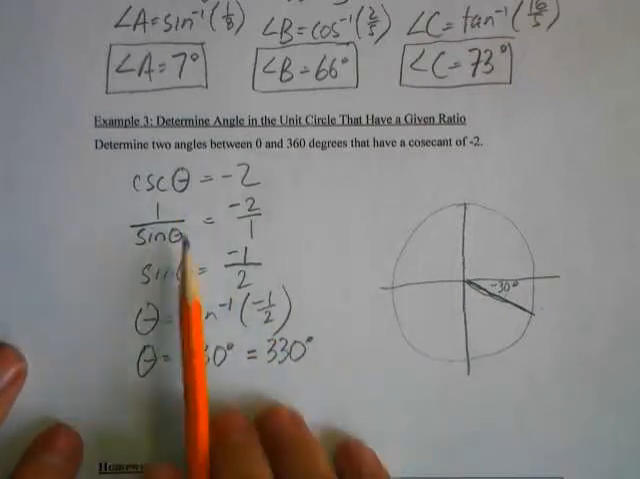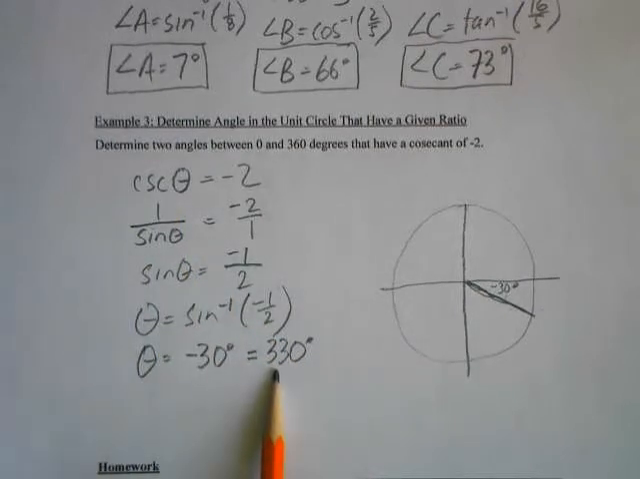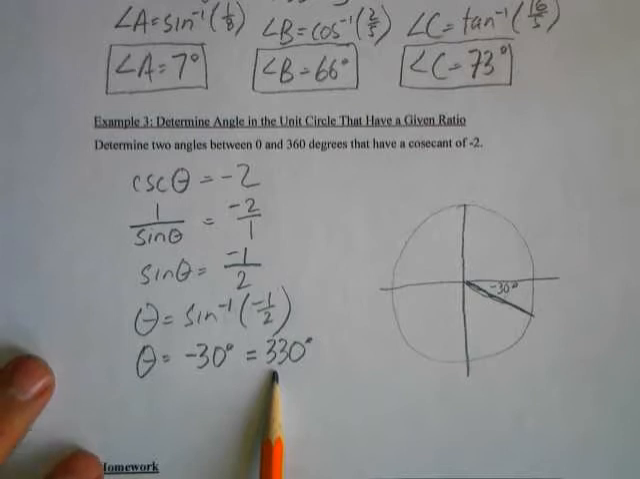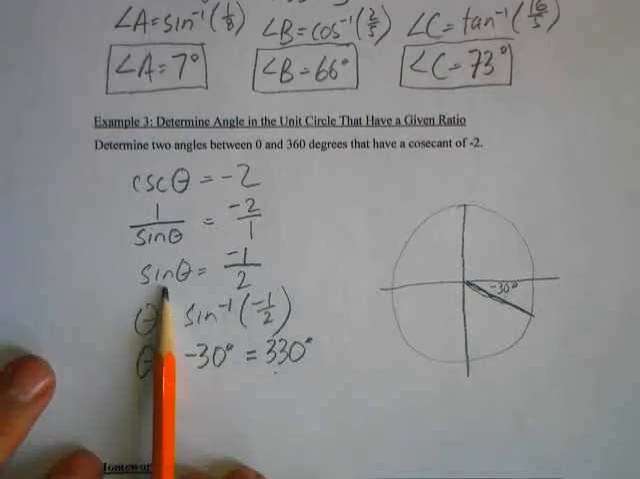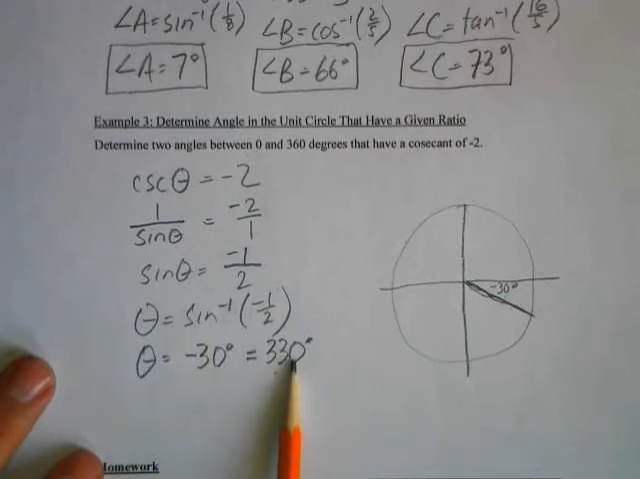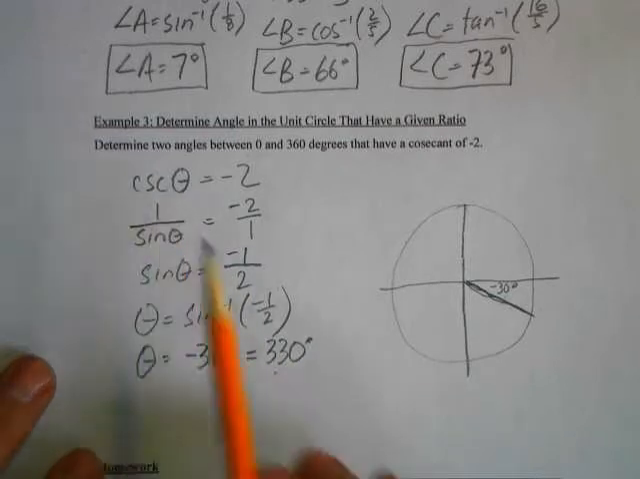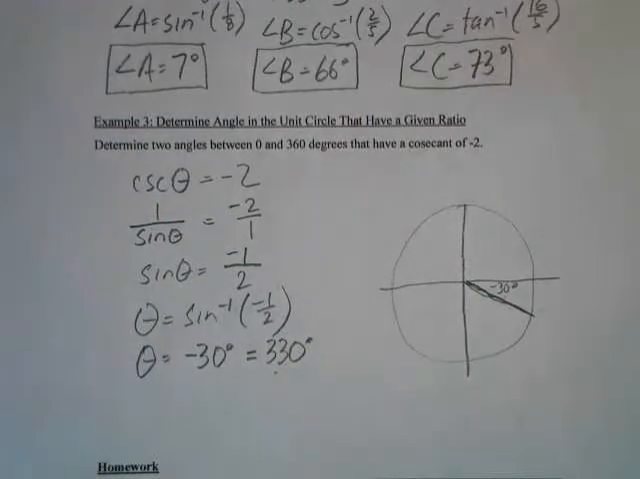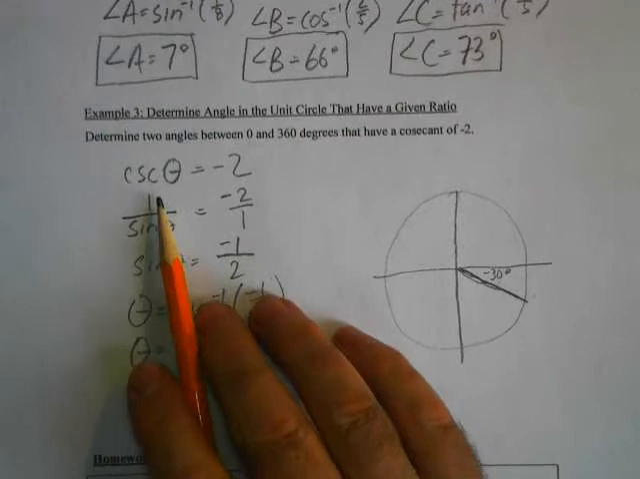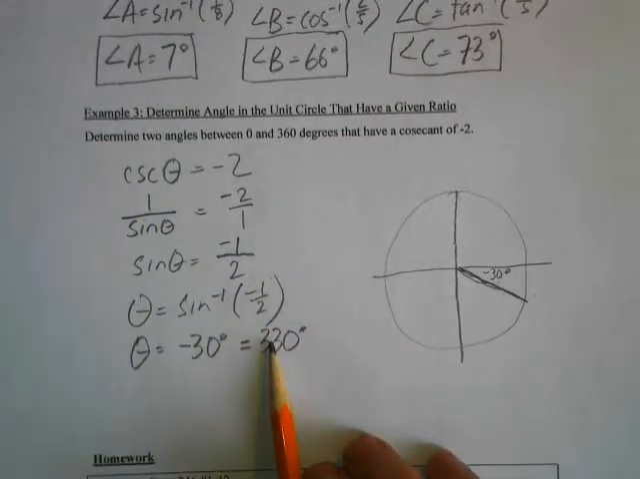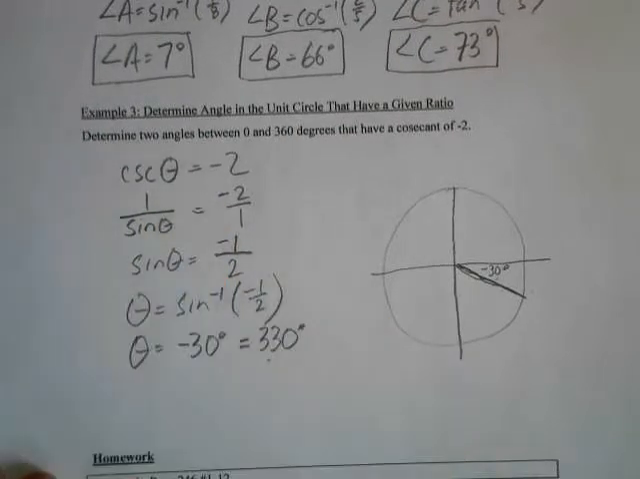If you could do it on a calculator, if you did sine of 330 degrees, you're going to get -1/2 for sure. And if you could do cosecant on a calculator, cosecant of 330 degrees would be -2.